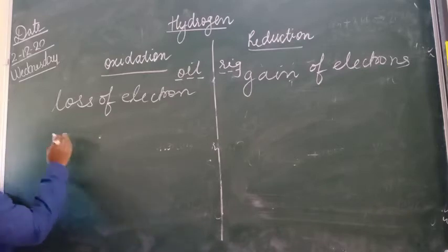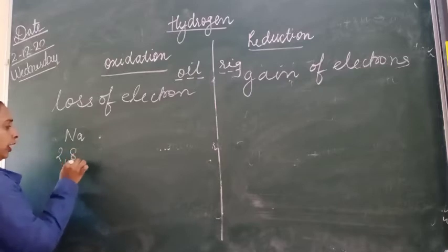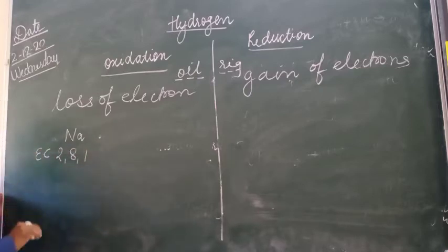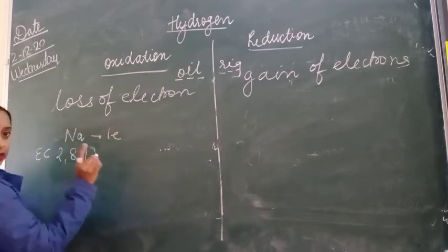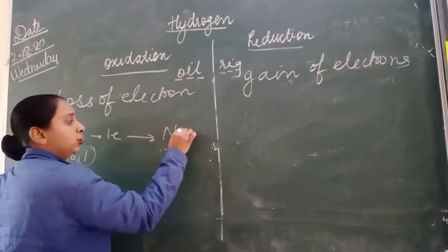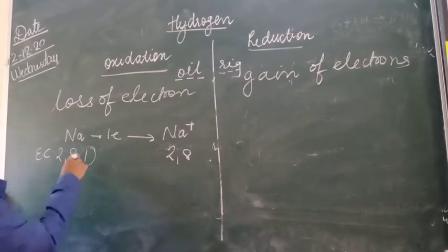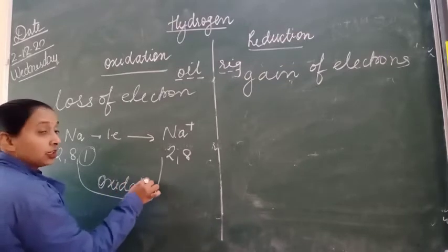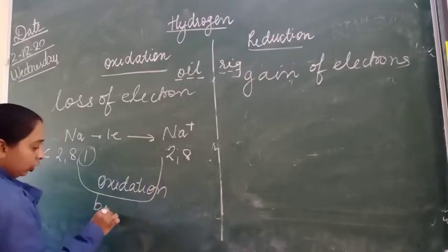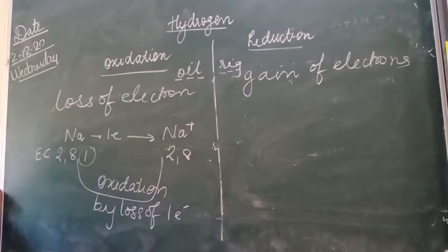How is the loss and gain taking place? For example, you take sodium. Its electronic configuration is 2,8,1, right? It has to become stable. So here what will happen? It will lose one electron, and it will get converted into Na+. Now the electronic configuration is 2,8. So sodium has undergone oxidation by loss of one electron. Are you getting it?